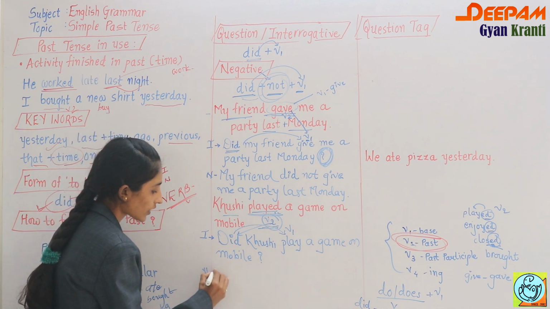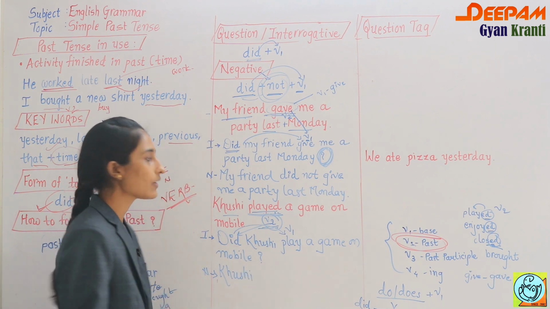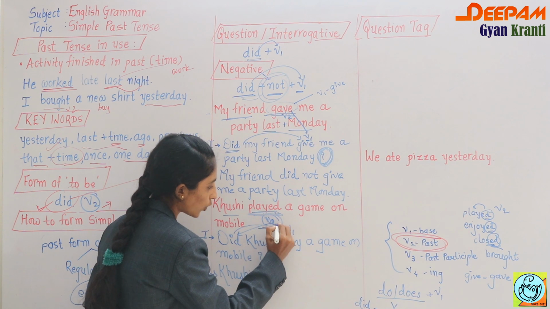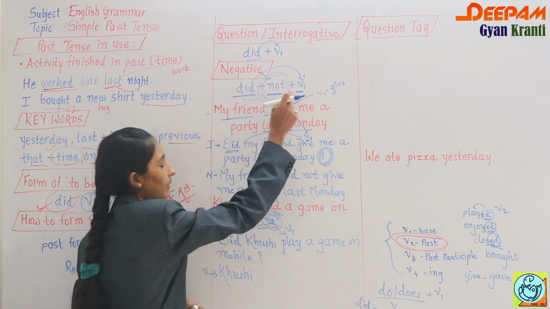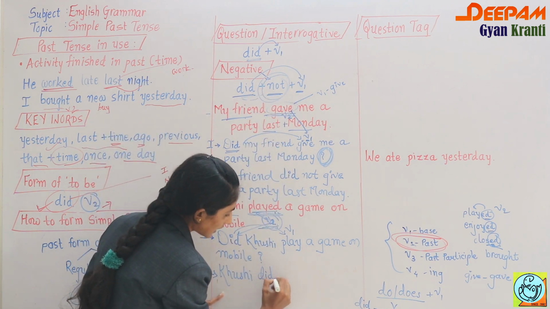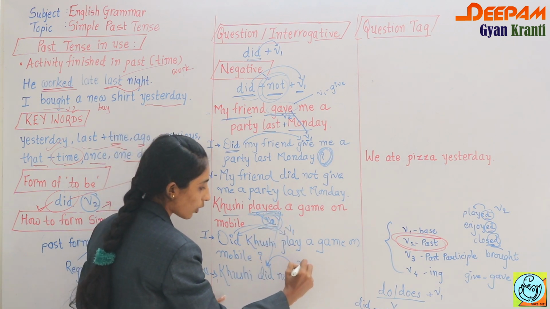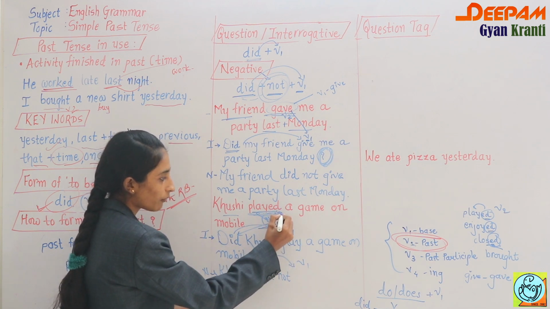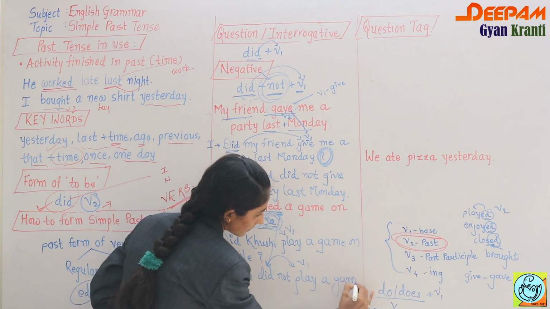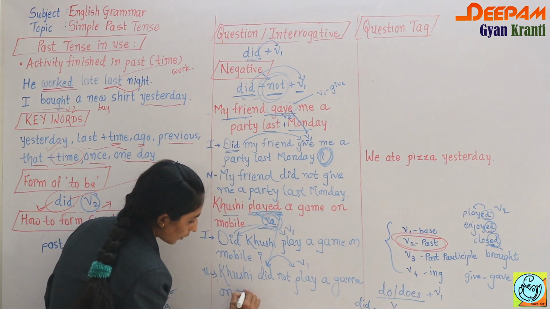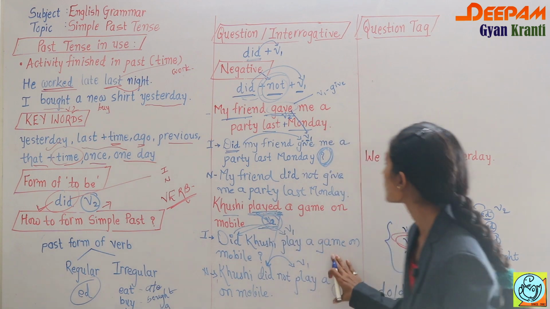Okay, then negative. First comes the subject, Khushi. Then we want the to be form. See, played is given, which means V2, that means simple past tense, and in simple past tense the negative is did plus not plus V1. So Khushi did not. Now played is given and we have already used did, so with did always comes V1. So what is V1 of played? So Khushi did not play a game on mobile. Then comes the full stop.